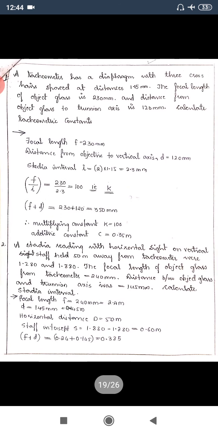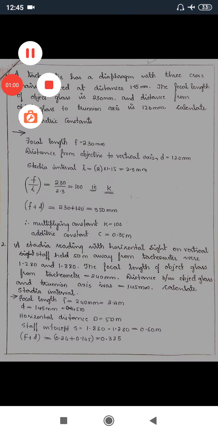The first problem says that you're supposed to determine the tachometric constant, where the tachometer has a diaphragm with 3 crosshairs spaced at a distance of 1.15 mm. The focal length of the object glass is 230 mm and the distance from the object glass to the trunnion axis is 120 mm. Calculate the tachometric constant. Now here you have to understand the focal length of 230 mm is given, and along with that they have given the stadia interval, right? Stadia interval, I'll show you how it will be.